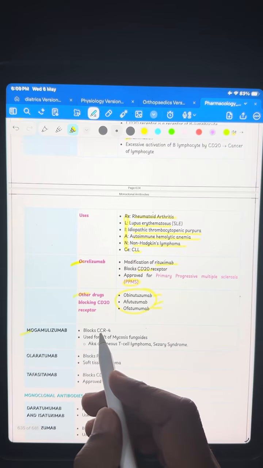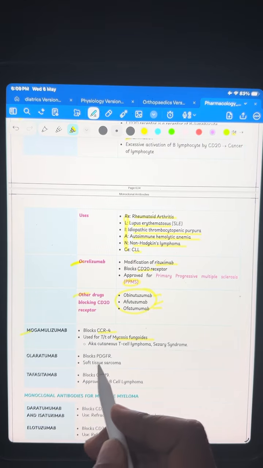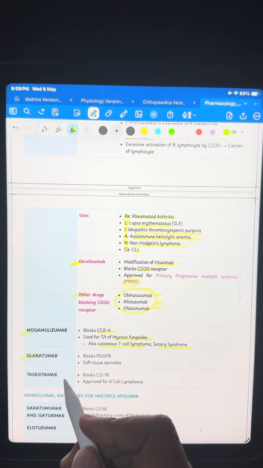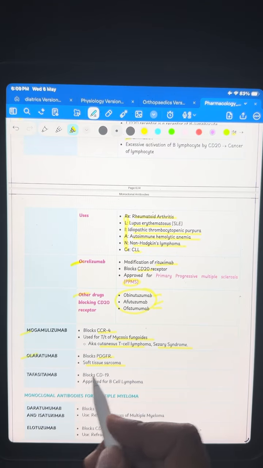Now mogamulizumab, which blocks CCR4, is used for mycosis fungoides, also known as cutaneous T-cell lymphoma or Sézary syndrome. Now olaratumab blocks PDGFR, used in soft tissue sarcoma.